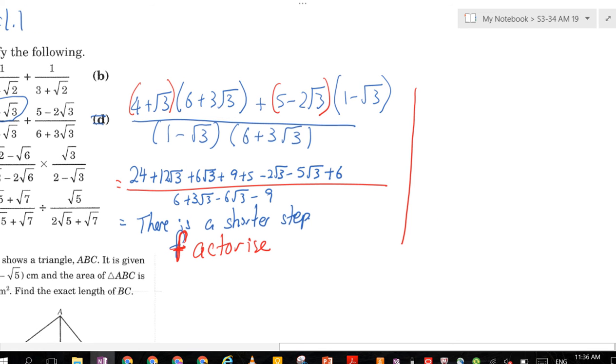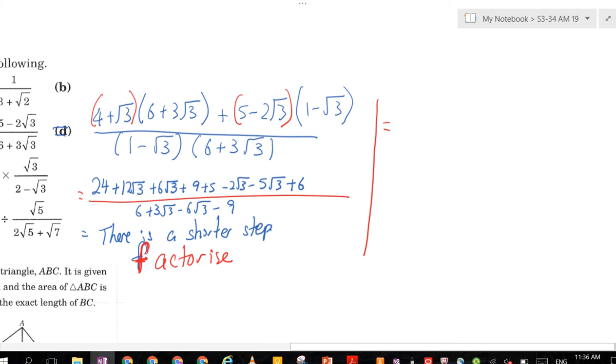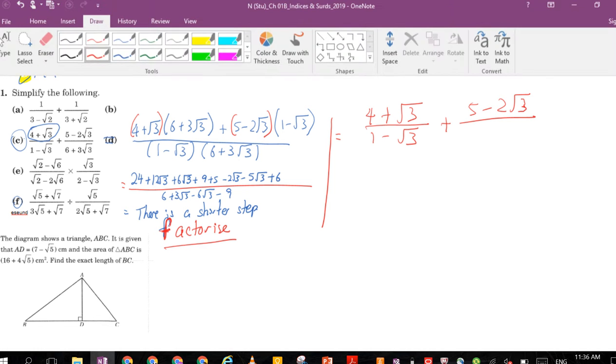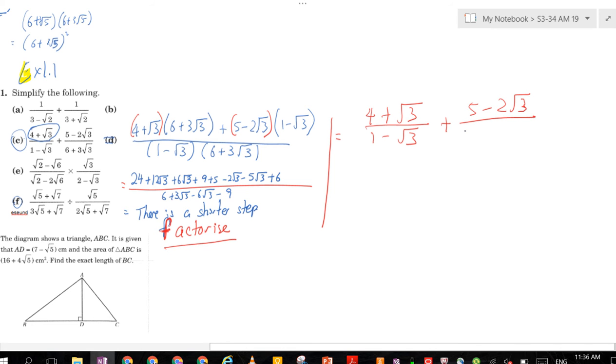Now, can you write down this? Let me copy down the question. By the way, when I say factorize, do you think I refer to factorize top or bottom? Both. Okay? Now, there is nothing to factorize here. But there is something to factorize at the bottom. What?